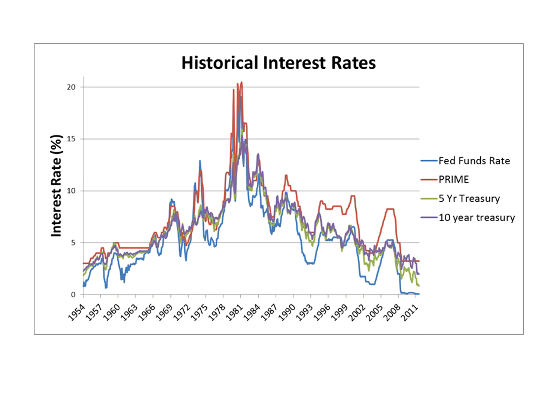When the Fed raises its policy rate, the prime rate, which is the rate banks charge their most creditworthy customers to borrow funds, the 5-year Treasury and the 10-year Treasury also increase. And likewise, when the Fed lowers its policy rate, those other important interest rates follow the leader.